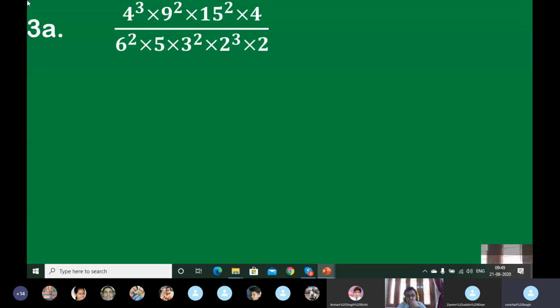For example, 4 is here. Is the 4 given in its exponential form? I'm not talking about 4 to the power 3. I'm talking about the base. Is the base 4 in its exponential form? No, ma'am. So what will be its exponential form?